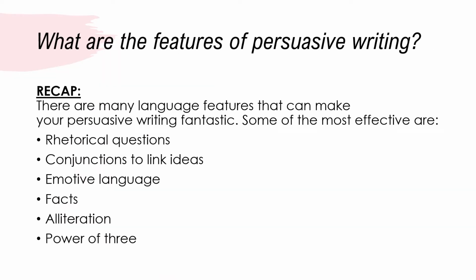So again, very quickly, what are the features of persuasive writing? I have a bit of a recap here. If you listened to lesson 1, we've talked about these in detail. So we're thinking about rhetorical questions, conjunctions to link ideas, emotive language, facts, alliteration, and the power of 3.